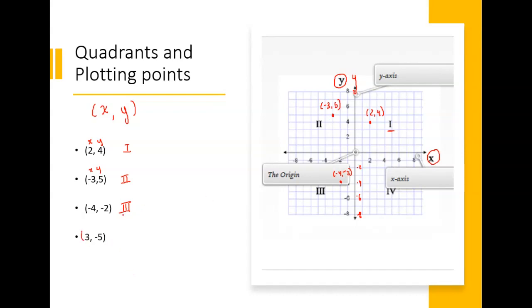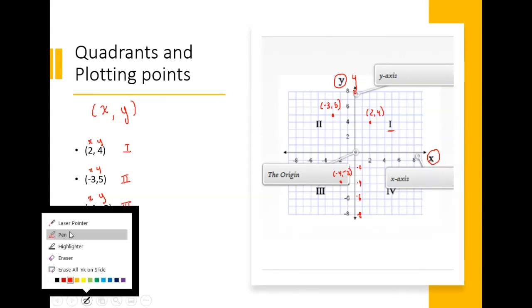Then for the next one, my x is 3, so I'm here, and my y is -5. Oops, I just realized I did this backwards. Well, that's a good example of doing things wrong. My x should have been -4, not my y. So let's go back here. That one was done incorrectly.